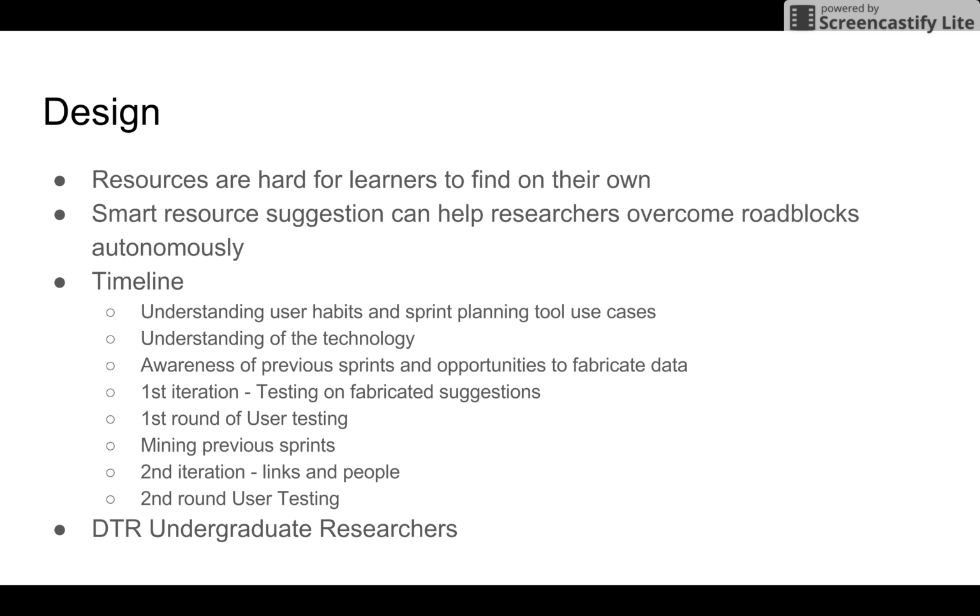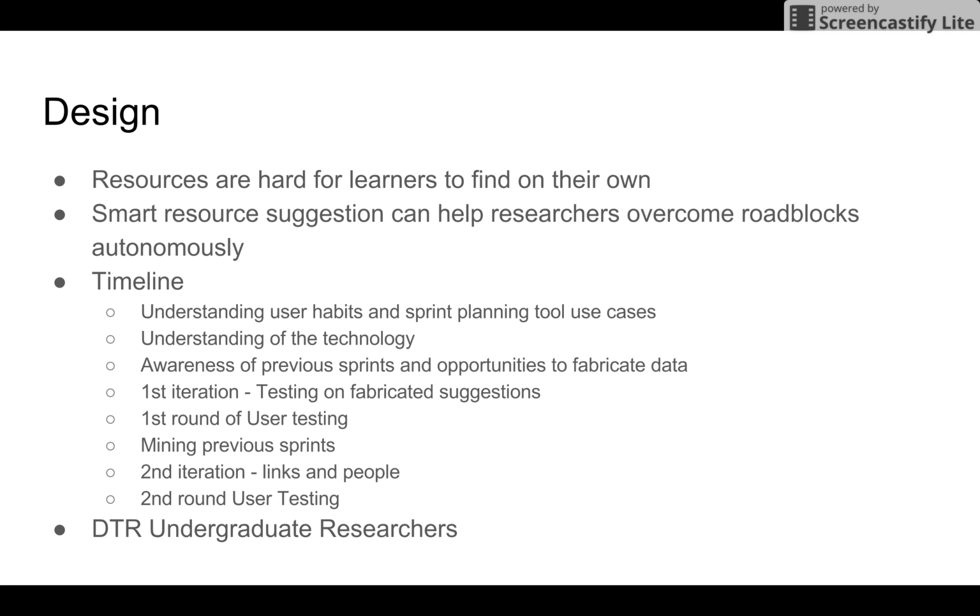So for our design, our problem is again that it's hard to find. Our design suggestion is to have a smart resource suggestion, and in terms of our process, our timeline is first to understand user habits and the sprint planning tool, understand the technology like Google App Scripts, be aware of previous sprints, and be able to fabricate data off this.